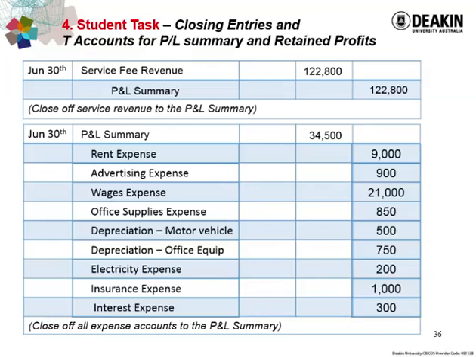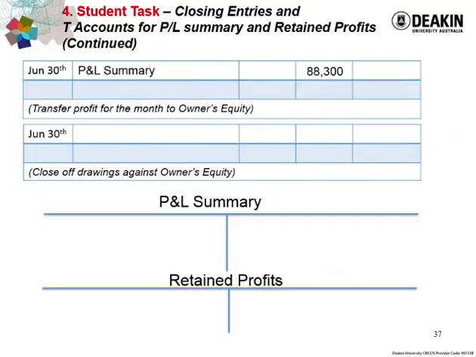Now in this case, do we have net income, net profit or net loss? Because our revenue 122.8K is greater than the total expense of 34.5K, we have a net profit in this case. So the difference actually indicates a net profit. And how much is the net profit? 88.3K. So moving on, we will close P&L summary with a debit entry and transfer the net profit to the credit side of retained profit, 88.3K.